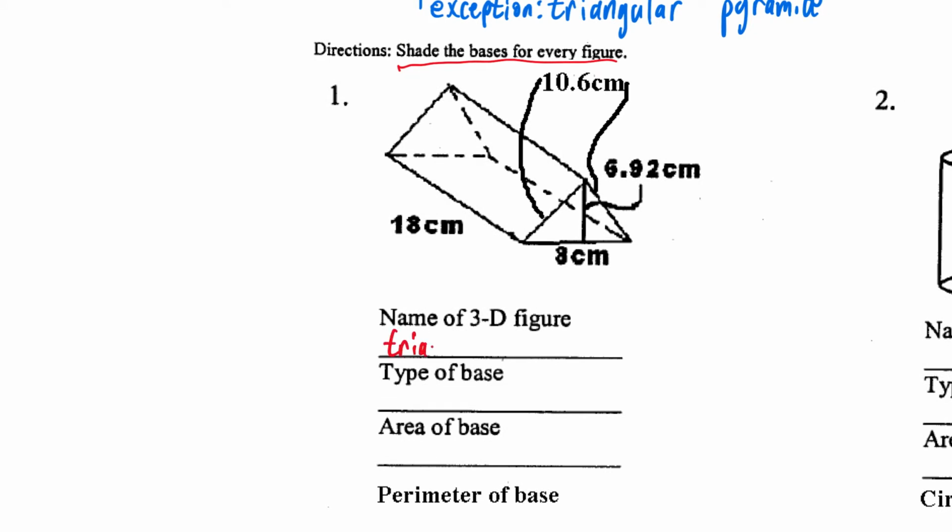Yeah, triangular prism. It's just like the thing we did in our warm-up, cutting that out and folding that thing up. This is a triangular prism. So what shape is the base, or I say type of base? What's the shape of the base for that thing? Triangle. Okay, so let's go in here and let's shade in these bases.